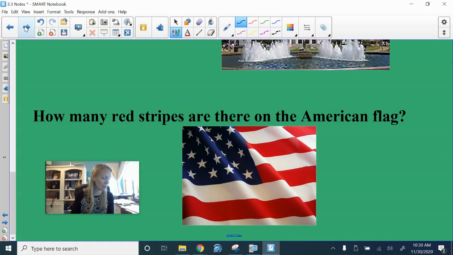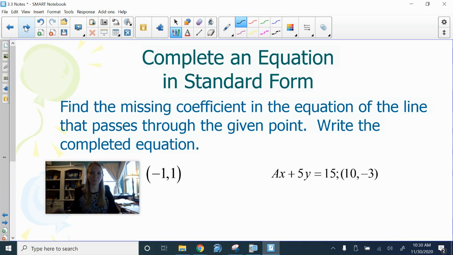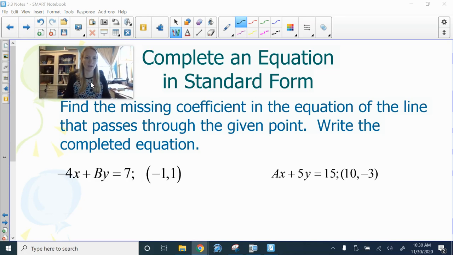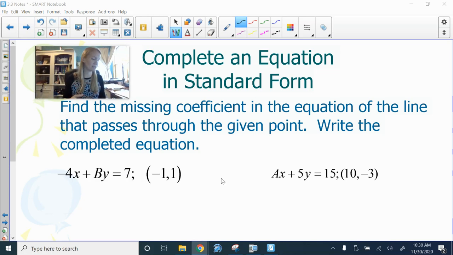Okay, so we got a couple more problems here. We're going to complete an equation in standard form. This doesn't come up very often. I don't even think I put one like this on the test. It's really just kind of expanding your brain a little bit. So I'm going to run through these kind of quick. There's like 2 problems on the homework, I think, and that's it. It's not that big of a deal.